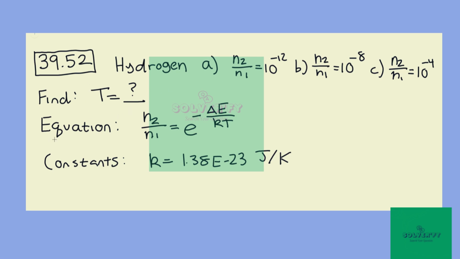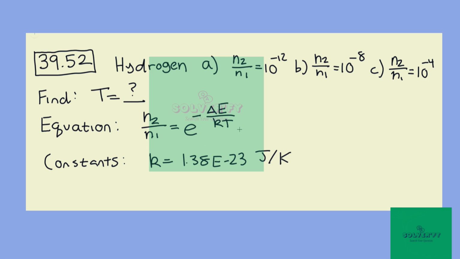So the equation that we're going to be using is the Boltzmann equation, which simply states that the ratio of occupancy for particular states is equal to e to the energy difference between those states divided by kT, the temperature. So the only constant we need for this problem is the Boltzmann constant, 1.38 times 10 to the negative 23 joules per Kelvin, and we should be able to solve for T.